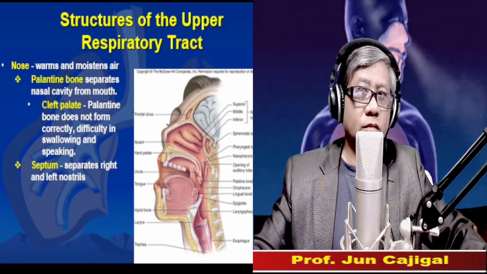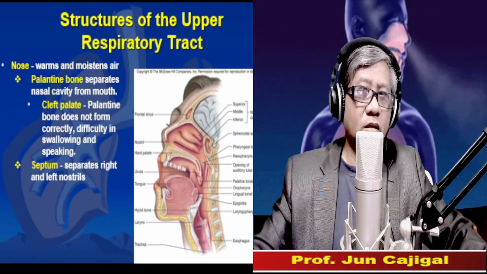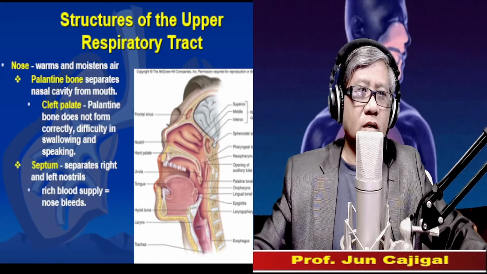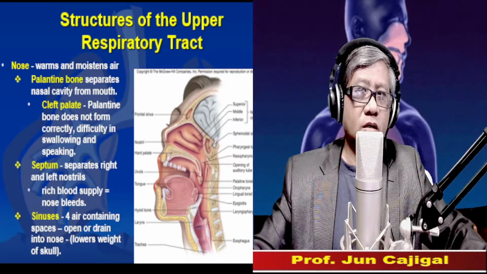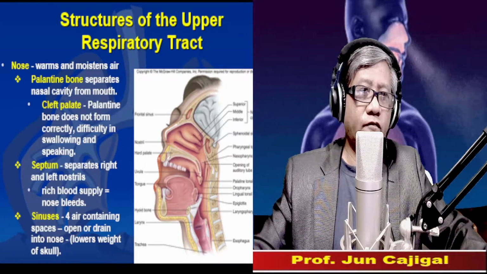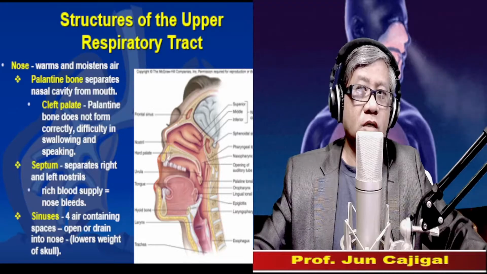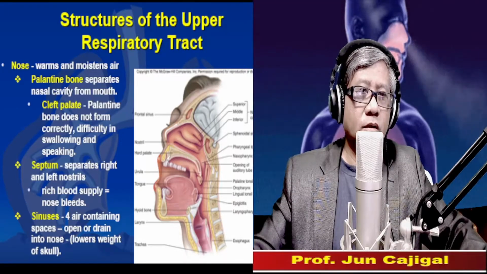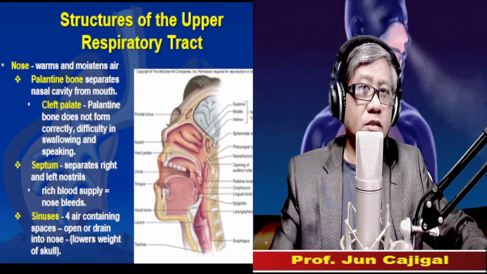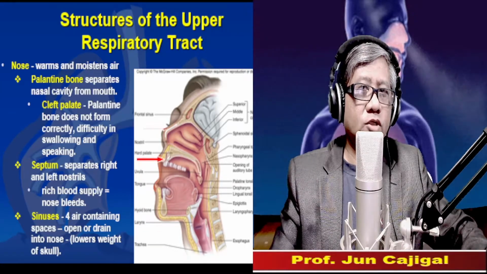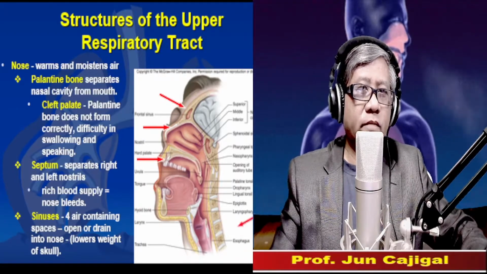Then we have the septum. The septum separates the right and left nostrils, and the septum together with the entire nasal cavity is rich in blood vessels or capillaries. And lastly, we have the sinuses. The sinuses are four air-containing spaces in the skull that open or drain into the nose. Alright, so that's the anatomy and the physiology of the nose and the nasal cavity.